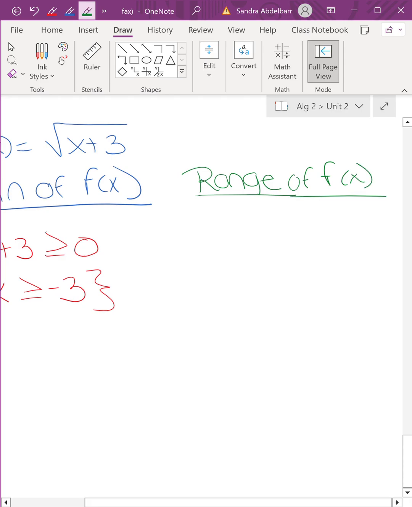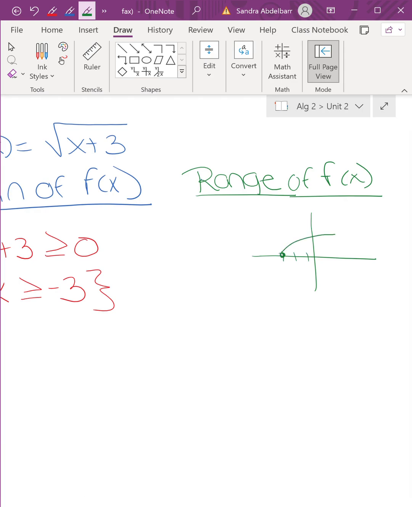For the range, you need to get a visual. So we know we shifted 3 to the left, and it was like something like that, right? So you tell me, what's the range of this? Aditya? You got it. Interval notation? Absolutely.